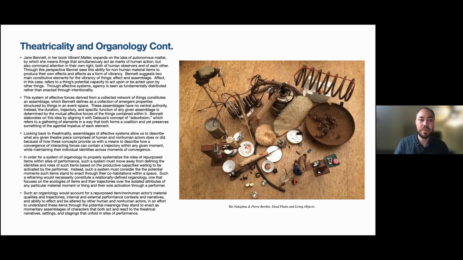So Bennett suggests two main elements for this sort of vibrancy of things. She discusses affect and assemblage. Affect in this case refers to a thing's potential capacity to act upon or be acted upon by other things. And it's through affective systems that agency is seen as fundamentally distributed rather than enacted through an intentionality. And I think this is starting to get closer to what we're seeing in a lot of these performances, which is that there is a sort of distribution of agency between both the things in and of themselves and the performers and audience members within these spaces.